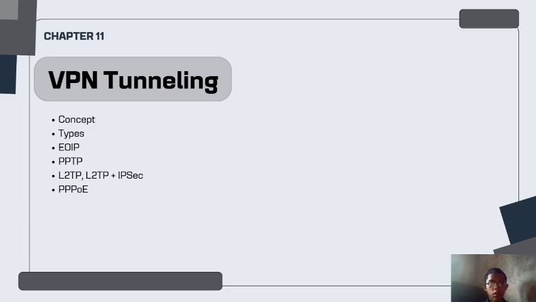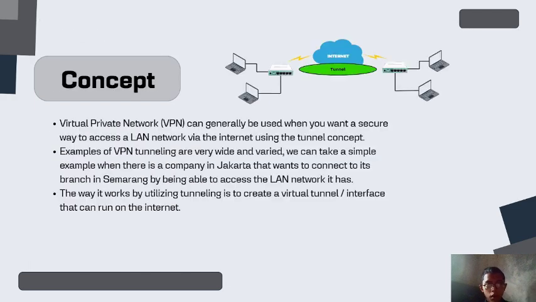In chapter 11, which is VPN tunneling, I will explain and practice about the concept of VPN tunneling, the types of VPN tunneling, and I will practice about EoIP, PPTP, L2TP plus IP security, and then PPPoE. So first, the concept of VPN tunneling.